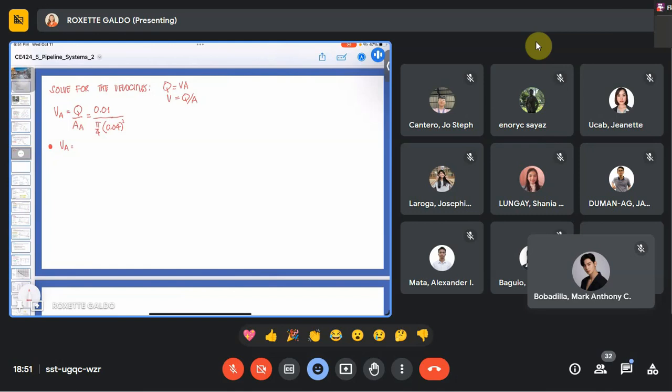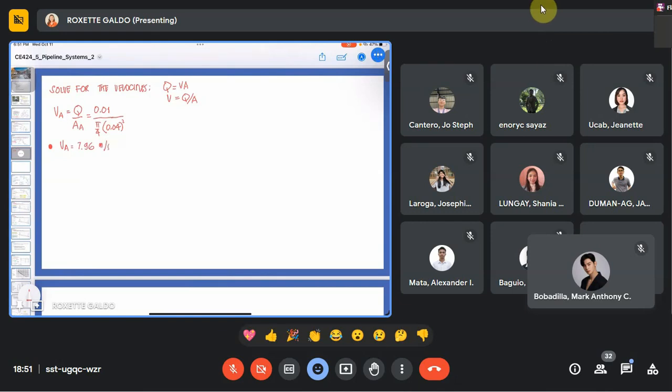Okay. The velocity at A is 7 point... Okay, let us round off to two decimal places only. So our velocity at A will be 7.96 meters per second.